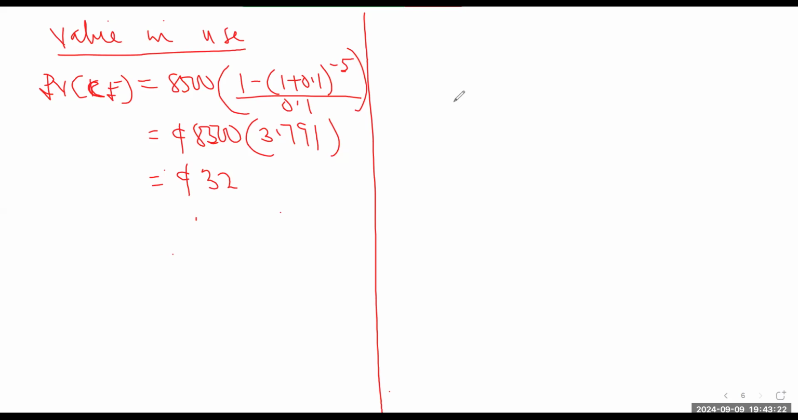Okay. So redo your annuity factor. The -5 is affecting only the 1 plus 0.1. It's not the 1 minus before the negative. No, the -5 is affecting only the 1 in the bracket. Okay. So if we multiply, what are we having? 3,500 multiplied by 8,500.